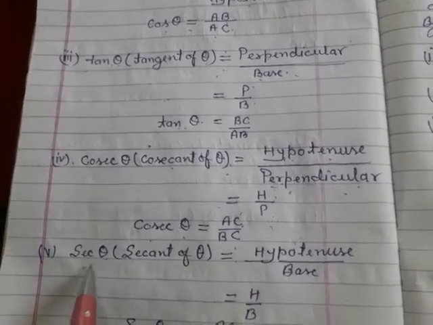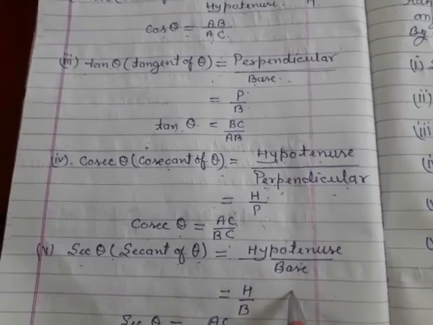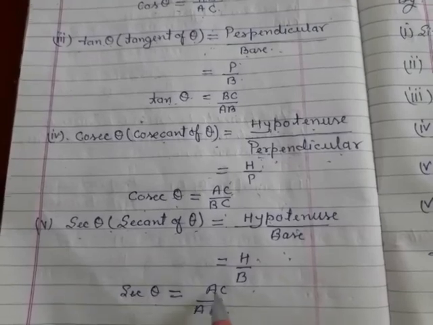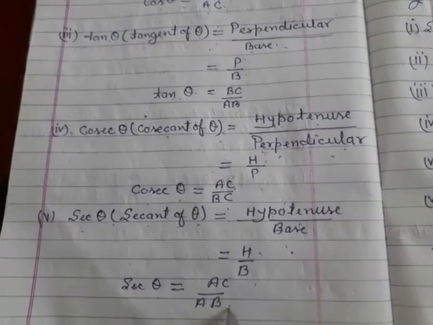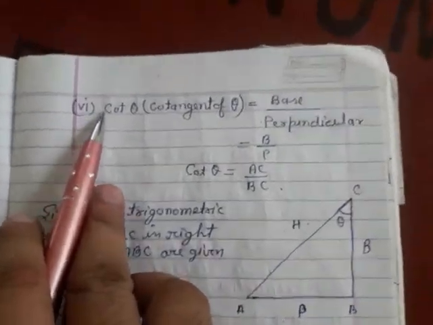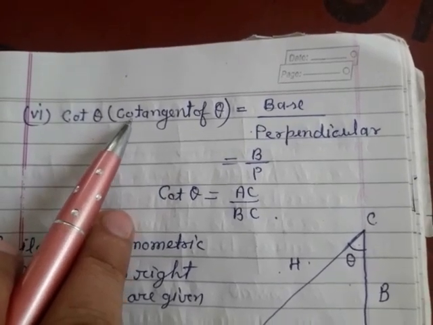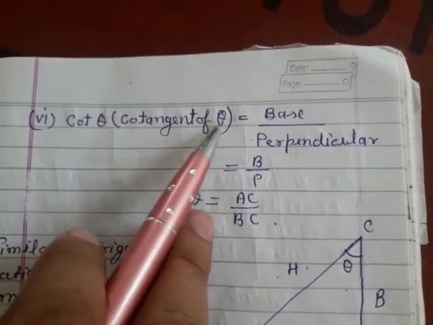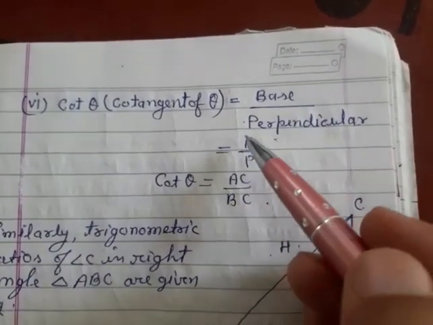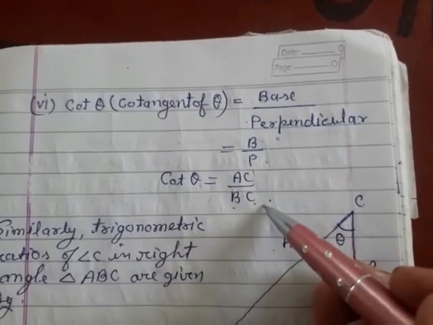Now sec theta, the secant of theta: hypotenuse upon base, H by B. So sec theta is equal to AC upon AB. Clear? Now the sixth one is cot theta, the cotangent of theta: base upon perpendicular, B by P. So cot theta is equal to AB upon BC.